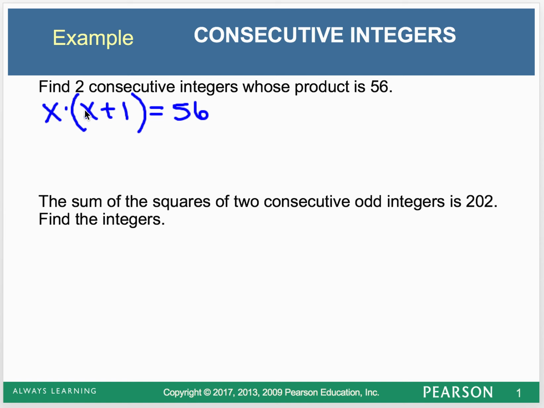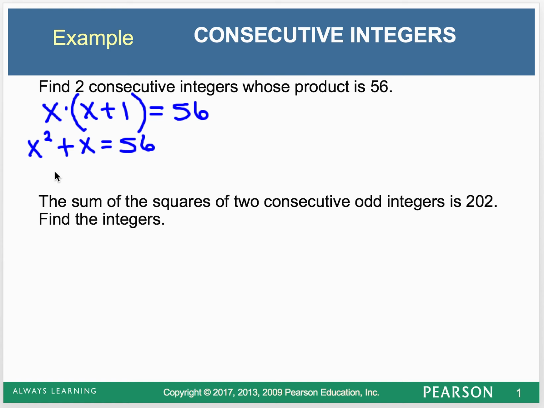And now I have an equation. I just need to solve it. First thing I got to do is get rid of these parentheses. So let's distribute that x. So x squared plus x equals 56. Since I wound up with a quadratic equation, because I'm in this section, I feel pretty comfortable with that. I know I'm looking for quadratic equations.